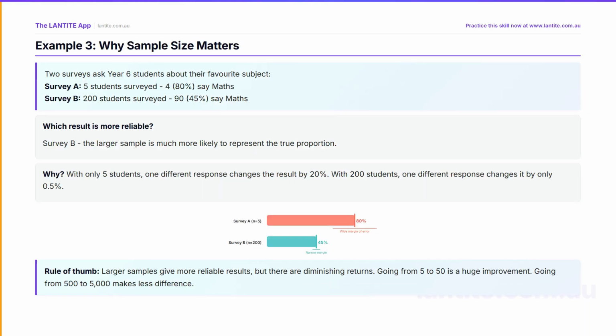Sample size has a huge impact on reliability. Survey A asks 5 students and gets 80% saying maths. Survey B asks 200 students and gets 45%. Survey B is far more reliable because one student changing their answer in Survey A shifts the result by 20 percentage points, whereas in Survey B, it shifts by only half a percentage point. Larger samples produce more stable, trustworthy results. But there are diminishing returns. Going from 5 to 50 makes a big difference, going from 500 to 5,000 much less so.